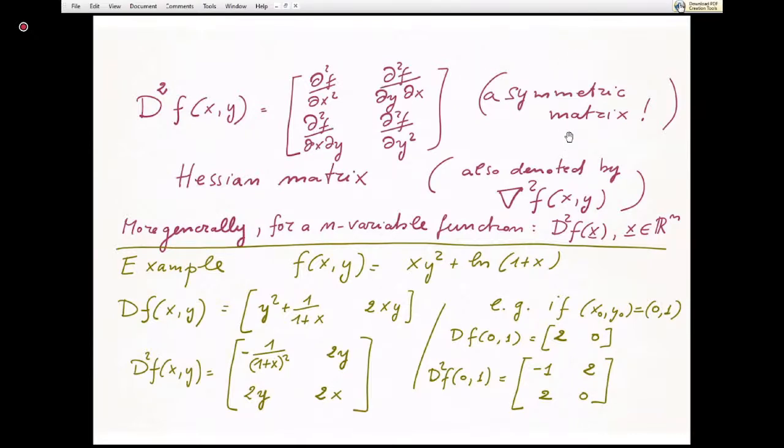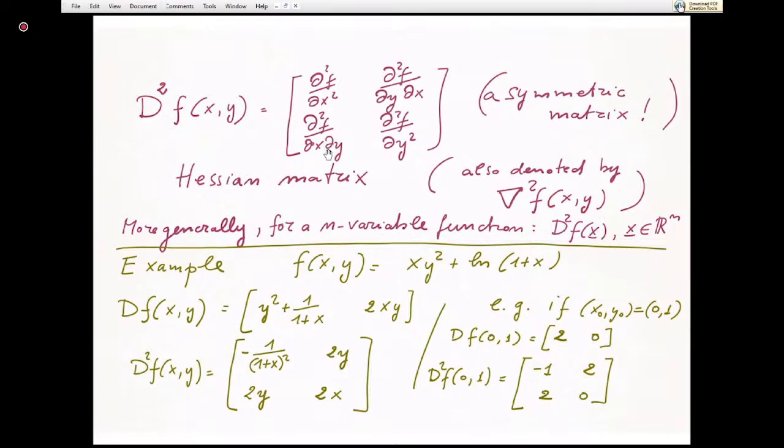Keep that in mind, because when we use the matrix of the second derivatives to approximate to the second order a two-variable function, we will have a quadratic form in which this matrix is involved. And this is a symmetric matrix. So what we will get is a quadratic form, because quadratic forms are defined for symmetric matrices.